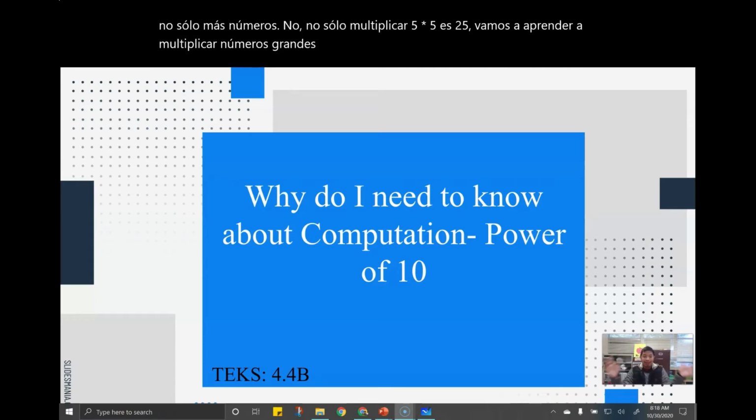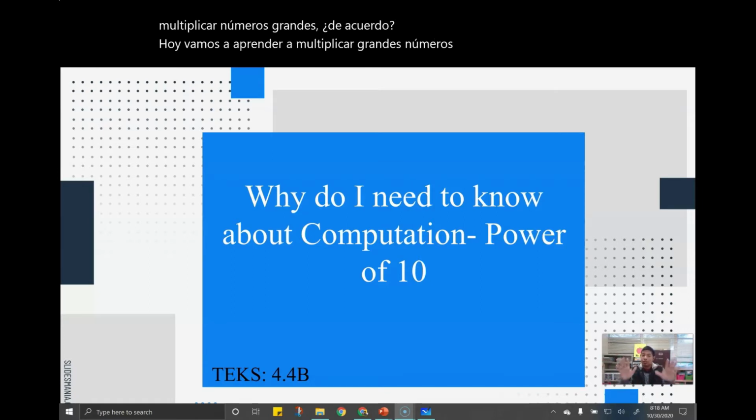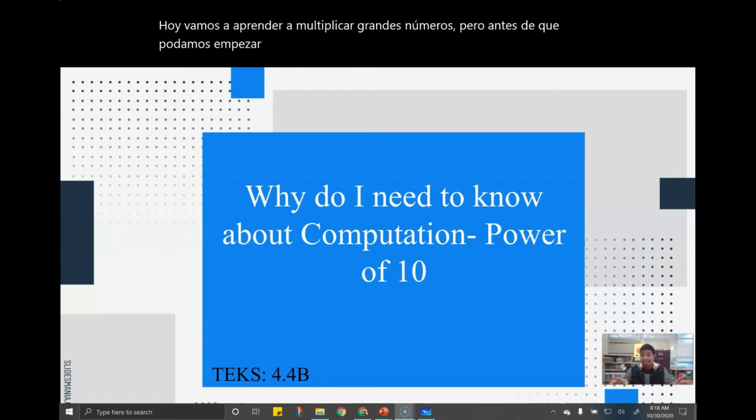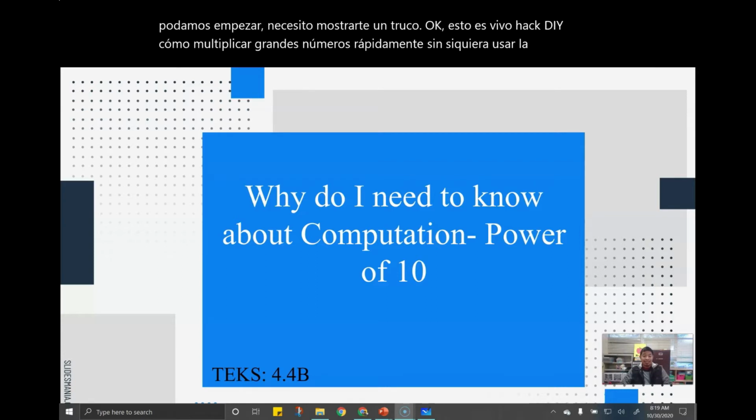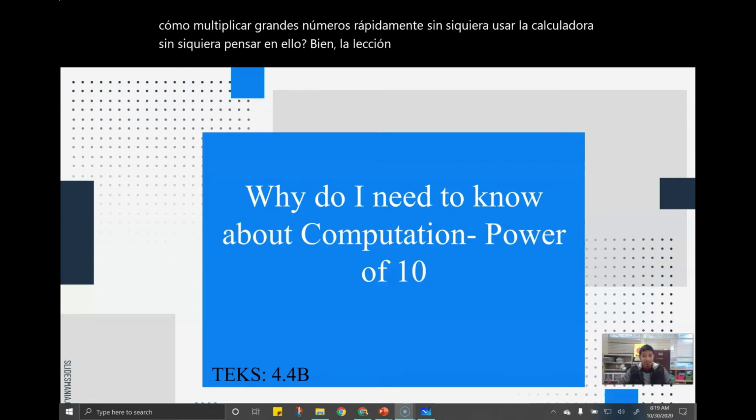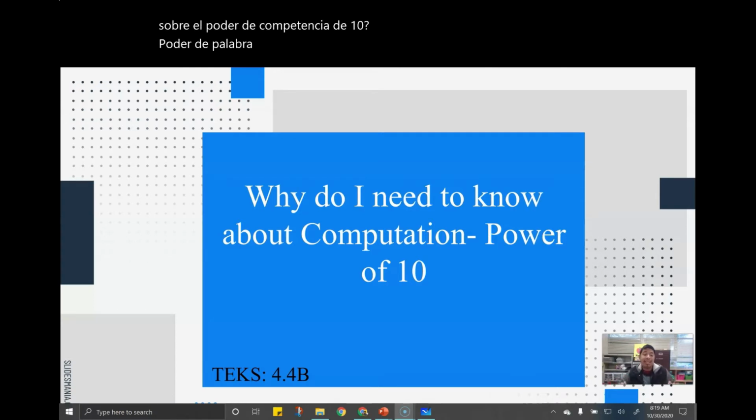Today we're gonna be learning how to multiply big numbers. But before we get started, I need to show you a trick, okay? This is a life hack. DIY how to multiply large numbers quickly without even using a calculator, without even thinking about it, okay? Today's lesson is, why do I need to know about computation? Power of 10, okay? That's the magic word, power of 10. Today's text is 4.4b, okay? Let's get started.